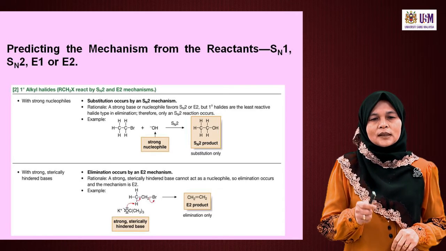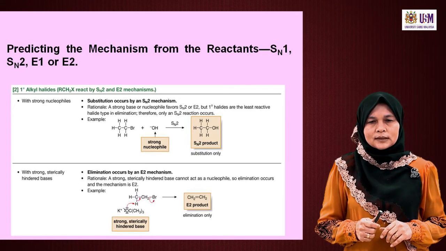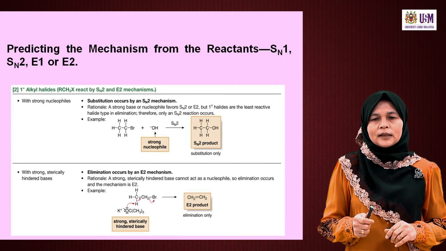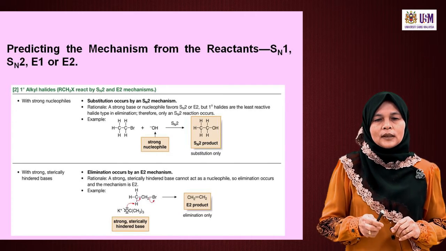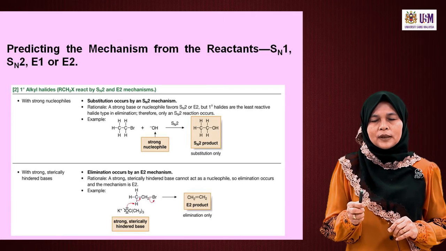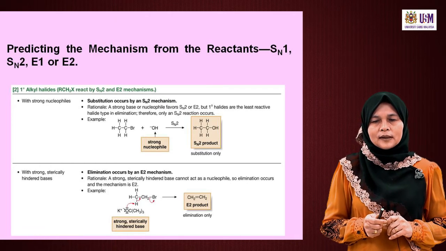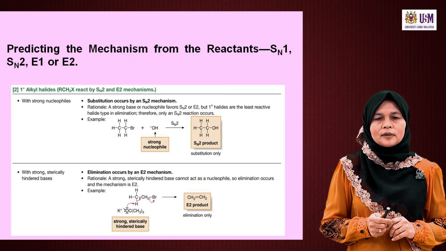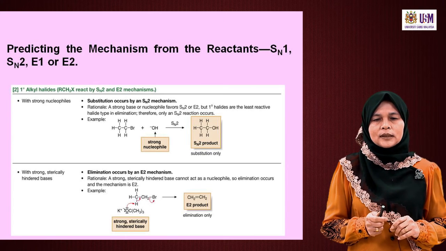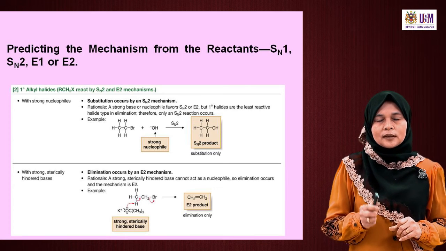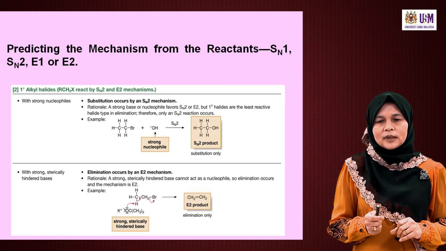With strong sterically hindered bases, elimination occurs by an E2 mechanism. A strong sterically hindered base cannot act as a nucleophile, so elimination occurs and the mechanism is E2. So then the product is only the elimination product.